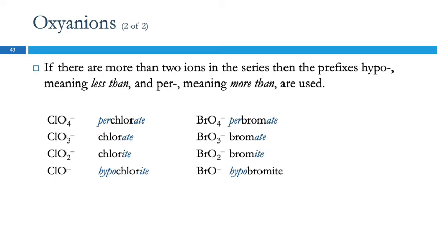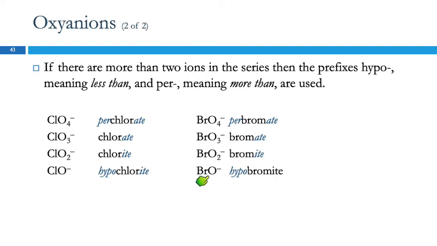So sometimes there's more than two. Here we have chlorate and chlorite. But there's another one with one less oxygen than chlorite, and then there's this one with one more than chlorate. So instead of having more different endings, we put a prefix on those. So perchlorate, per meaning more, like hyper, right? Hyperactive is more active. So perchlorate has more oxygen than chlorate. Hypo means less or below. Hypochlorite has less than chlorite.